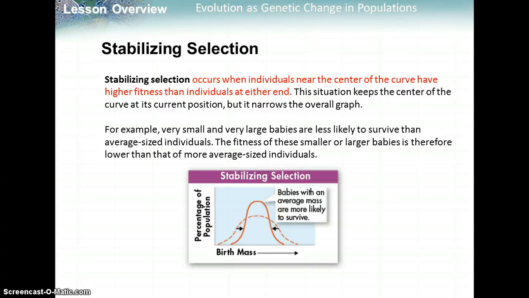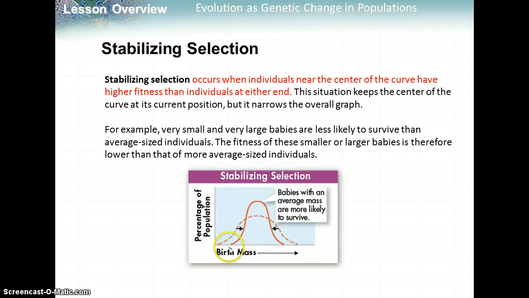Stabilizing selection occurs when individuals near the center of the curve have a higher fitness than individuals at the ends. So you'll always see the bell curve peak and get skinny at the ends here and get higher in the average part, the tip of the bell. This situation keeps the center of the curve at its current position, but it narrows the overall graph. For example, very small and very large babies are less likely to survive than average-sized individuals. So the fitness of these smaller and larger babies is therefore lower than your more average-sized baby.